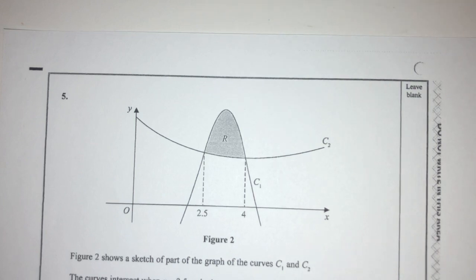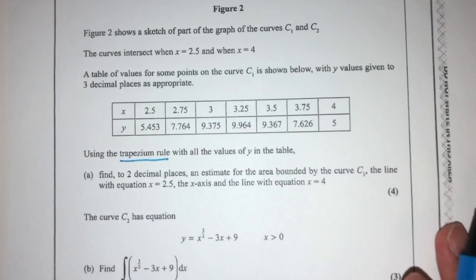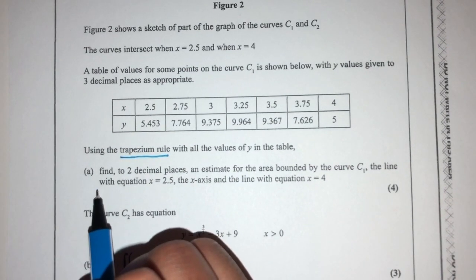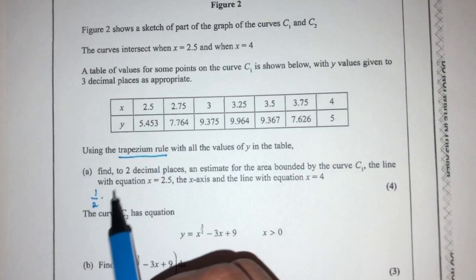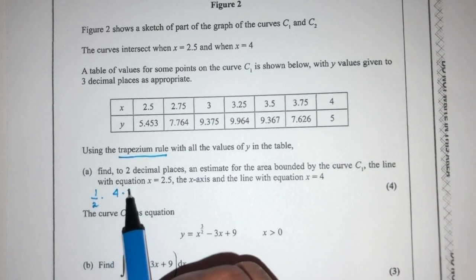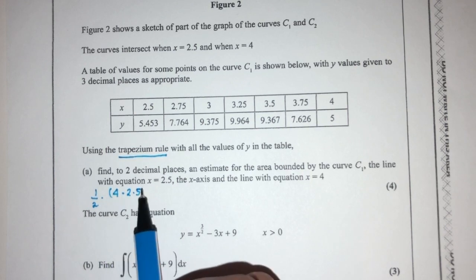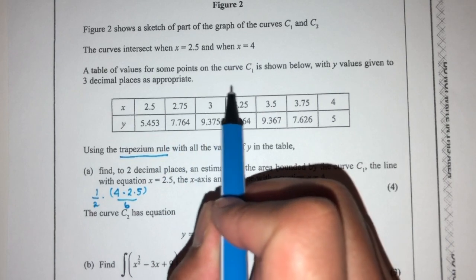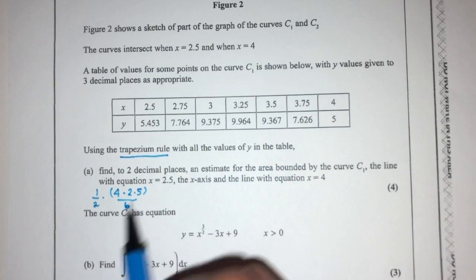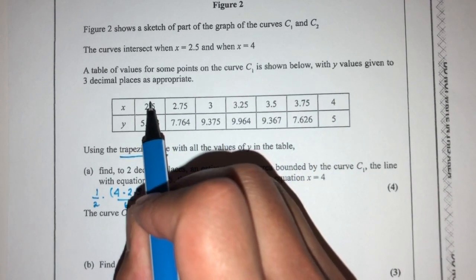How would you use that rule? It is a formula we have to know. Let's do this. First thing is half. Now h is this value minus this, that will be 4 minus 2.5 divided by the number of intervals. That will be 6 intervals. We can count 1, 2, 3, 4, 5, and 6 intervals. And then multiply by the first value here.